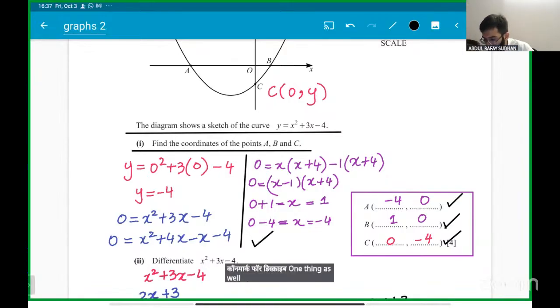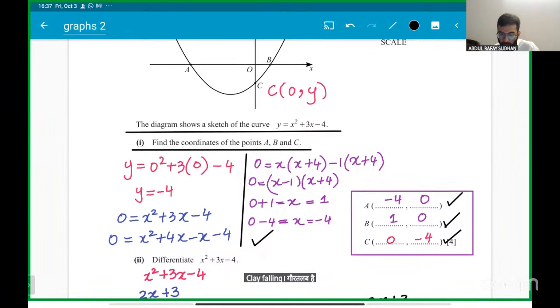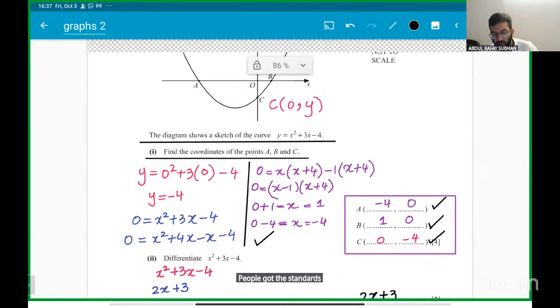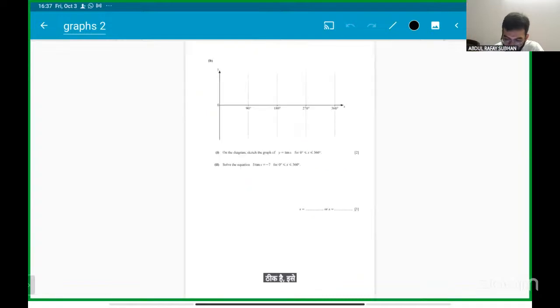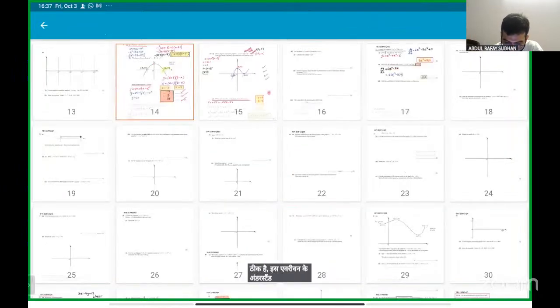Understood? Is everyone clear? Following? Got it? Clear? People got this? Understood, students? Clear on that? ठीक है जी. ठीक है. Is everyone clear? Understood on that?